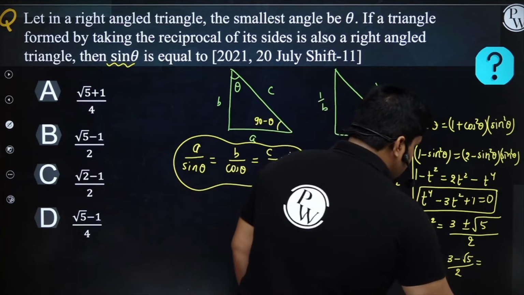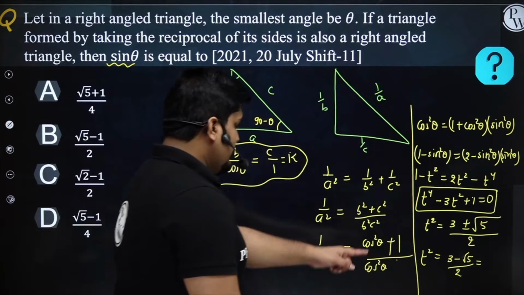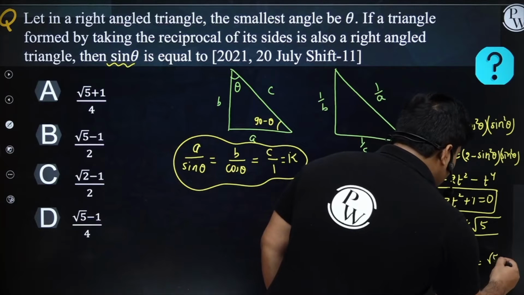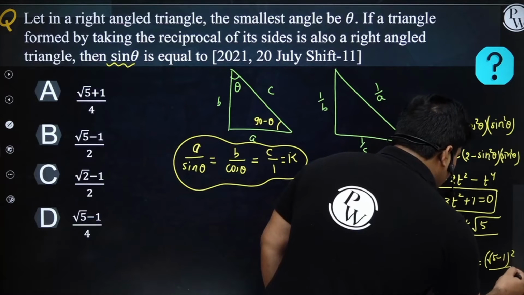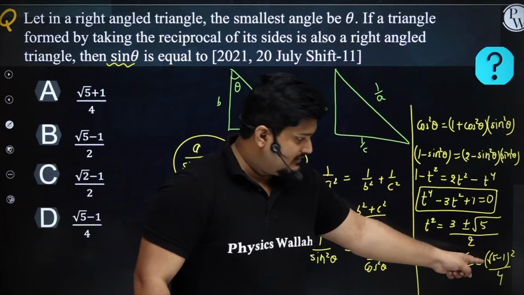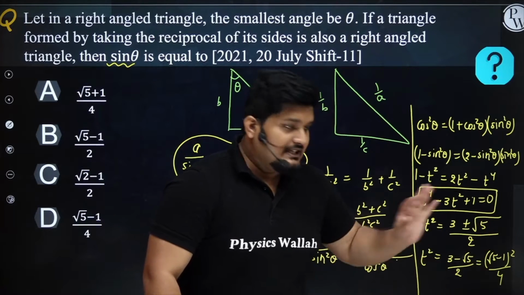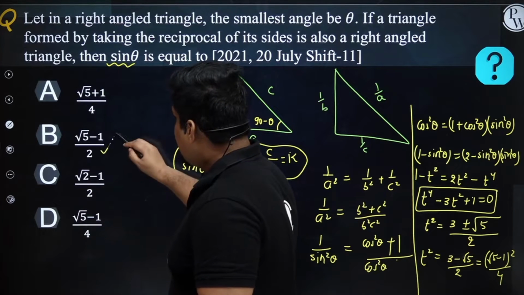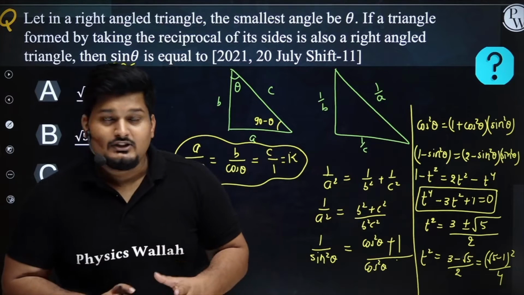This we can write as 3 minus root 5 by 2. So we can write, guys, this as root 5 minus 1 whole square divided by 4. You can see root 5 square 5 plus 1, 6 minus 2 root 5. So what will be t? t will be root 5 minus 1 divided by 2. Right?